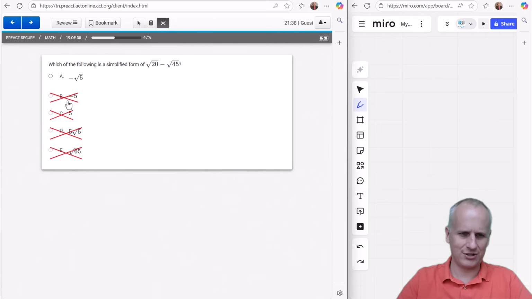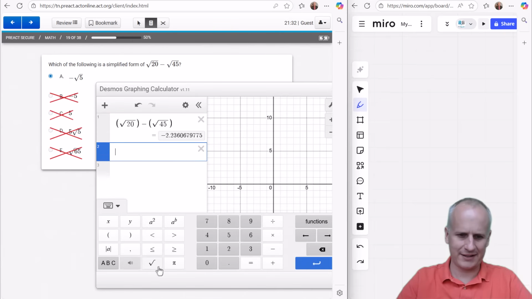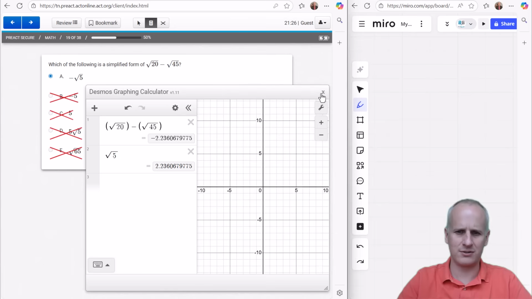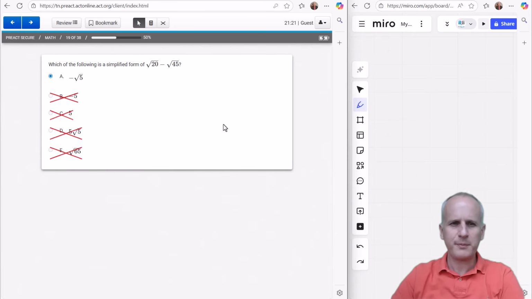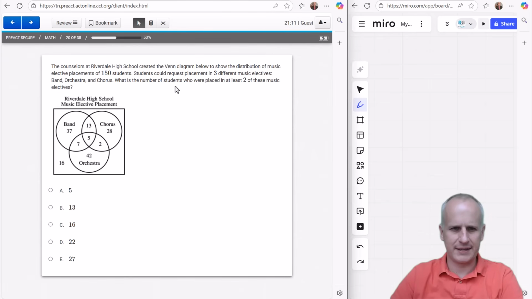And it's certainly not just negative 5. And our correct answer is indeed A. And if I needed to prove it out to myself, I could just put square root 5 and confirm I've got the same values. Again, why do extra work? Just use the graphing calculator unless you're absolutely comfortable with doing these sorts of manual radical simplifications. But there's no benefit to doing so on this test.